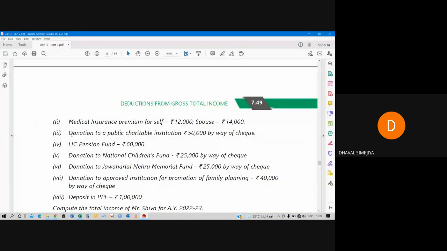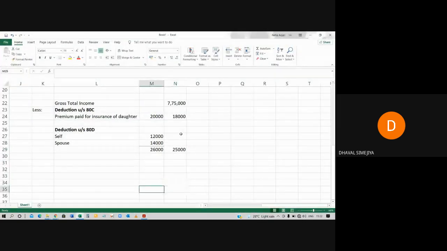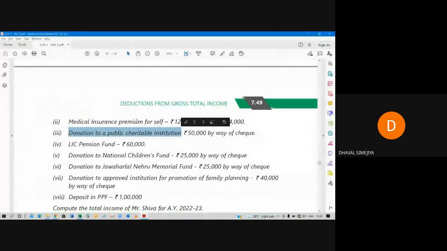Next, donation to public charitable institution 50,000. So donation, let's keep aside here. Then LIC pension fund 60,000.